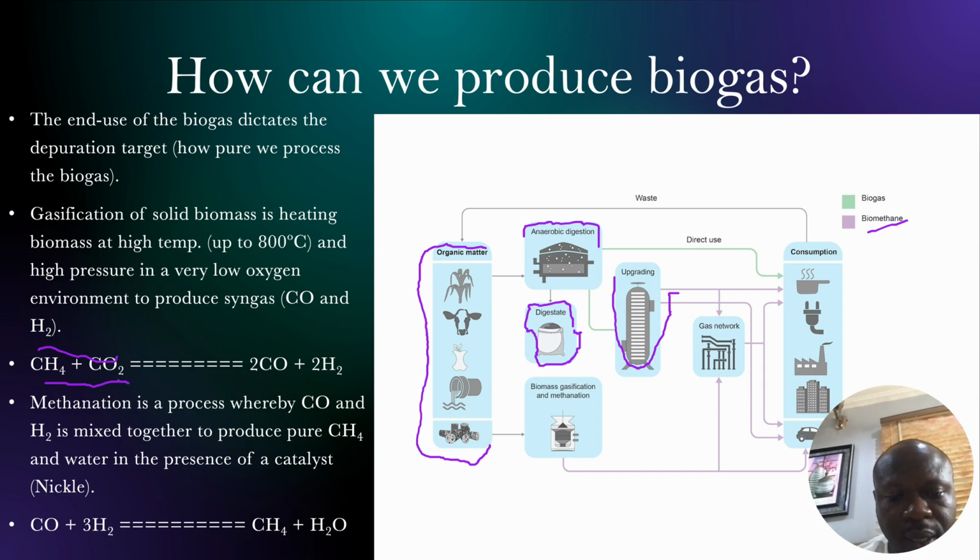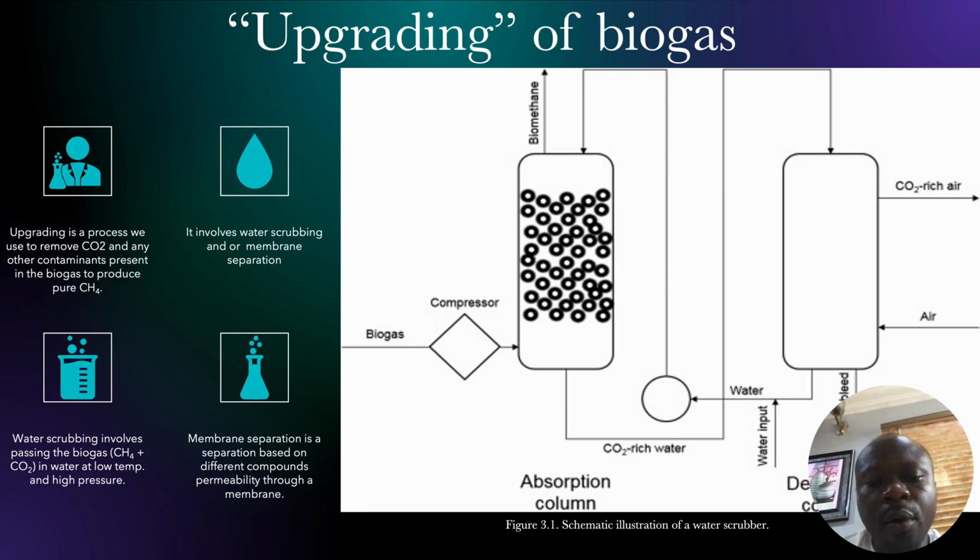So this is a simple sketch of how we produce a biogas, and you can see the last equation here is the syngas reacting to produce the methane and water. Now, upgrading of biogas. Upgrading simply means a process whereby we remove the carbon dioxide, as stated earlier, and other negligible gases from the biogas to produce pure methane.